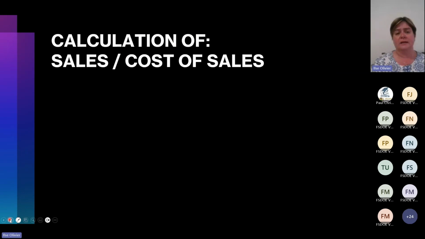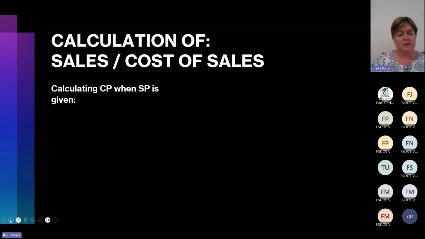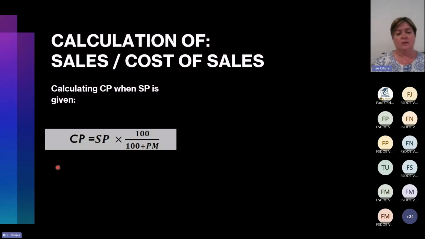How do we calculate sales and cost of sales? Number one, if we calculate cost of sales when the selling price is given, we take the selling price, times it by 100, and underneath we divide by 100 plus the profit margin. So say for instance, we had a selling price of 150 Rand and a profit margin of 50%, then we will say 150 times 100 divided by the 100 plus the 50. So 150 times 100 divided by 150, and that will give us 100 Rand.